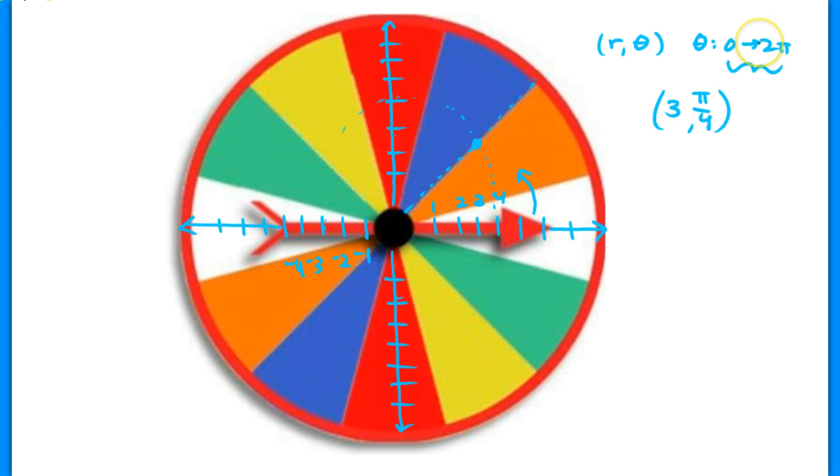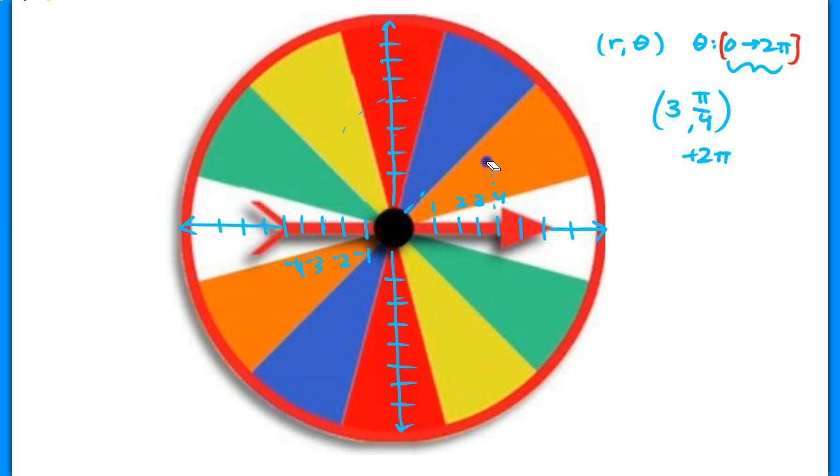Now I haven't addressed why it's only from 0 to 2 pi, so let me do that real quick. Let's say we graph the point 3 comma pi over 4. And then I graph, again, 3 comma pi over 4 plus 2 pi. Well, I end up with the exact same point. So anything outside of this particular interval, from 0 to 2 pi, gives me the same exact coordinate. So it's unnecessary for us to look at anything beyond 2 pi.